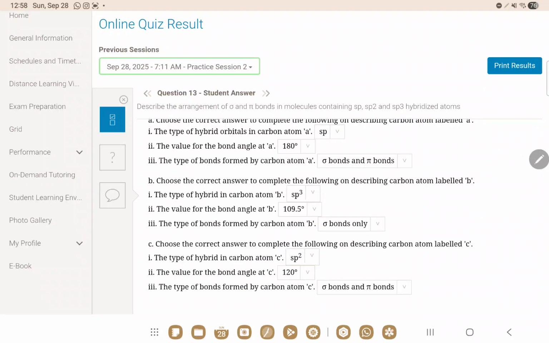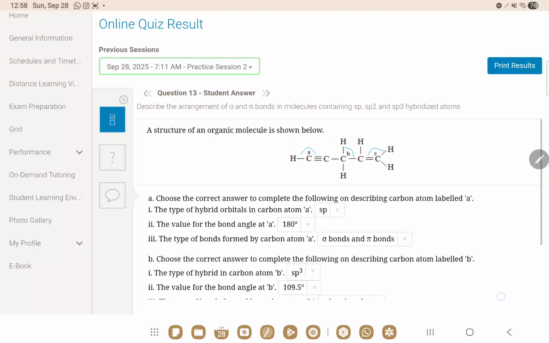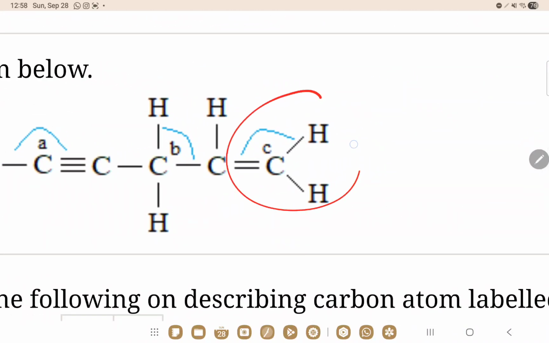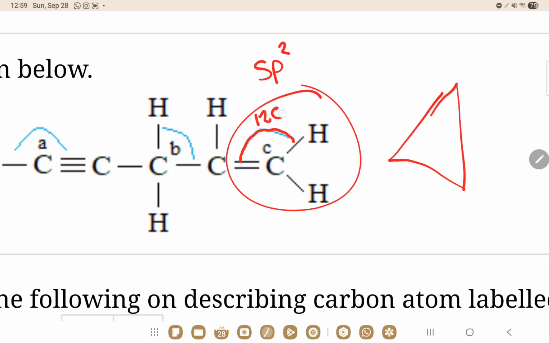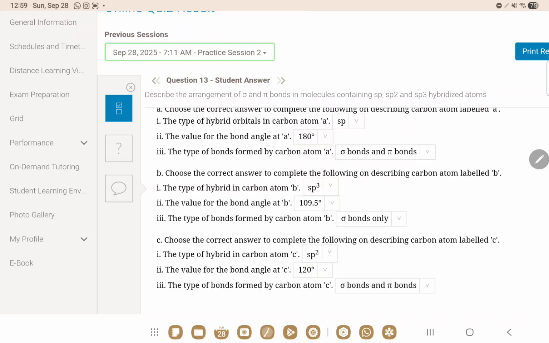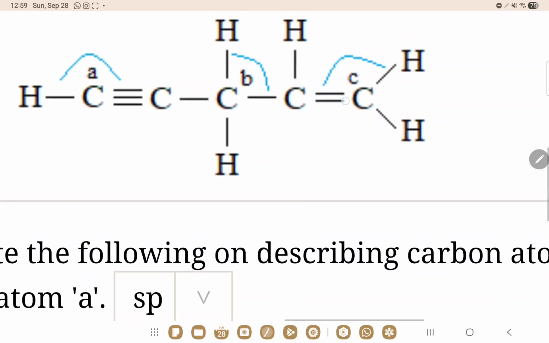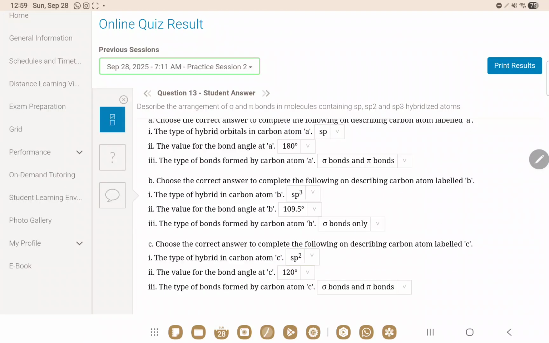Now, for part C, what does it look like? It looks like a triangle. If it forms a triangular plane, it is sp2, and there's an angle of 120 between these. And since you have a double bond here, you have both sigma and pi bonds. Moving on.